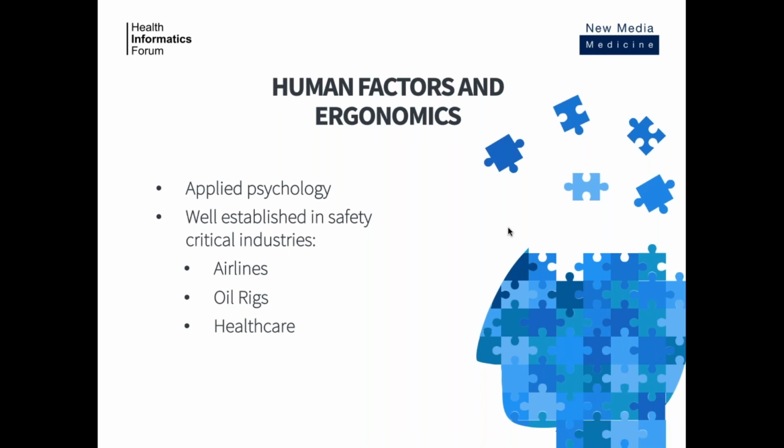So this field of trying to understand how the human brain works, what our cognitive capacities are, what the shortcuts and biases are that our brain has evolved to process information in a complex world, is called human factors and ergonomics. And it's a branch of psychology, so it's applied psychology. So it's psychology applied to real world problems, and it's been going for 50 or 60 years and is well established in a lot of safety critical industries.